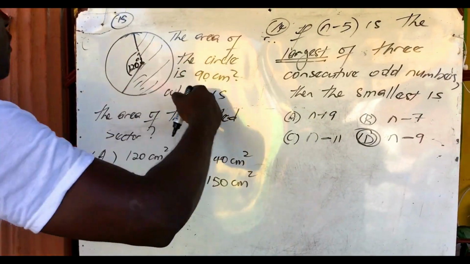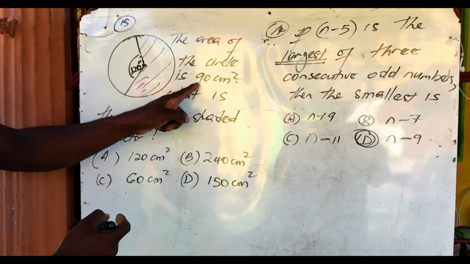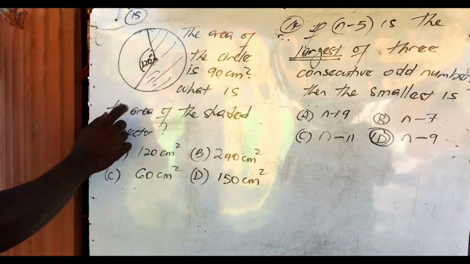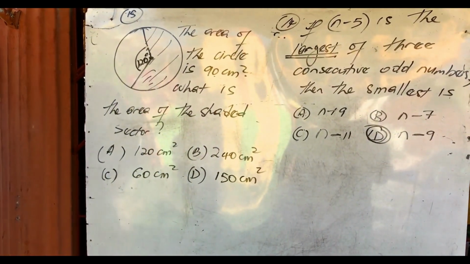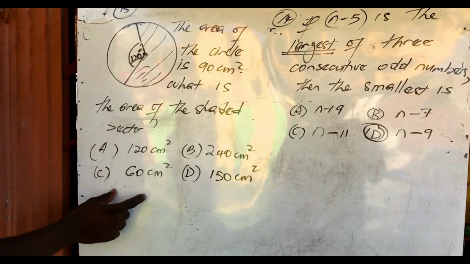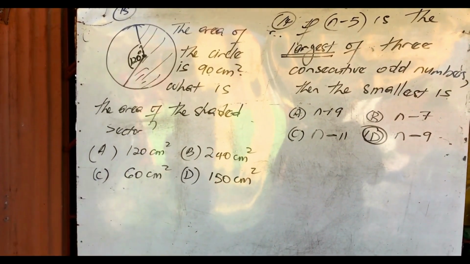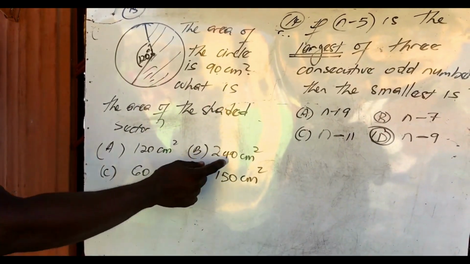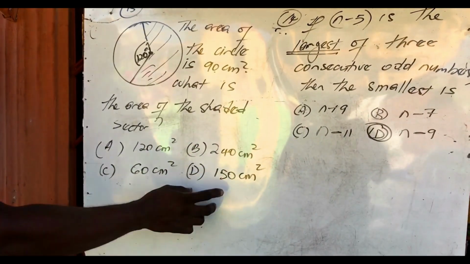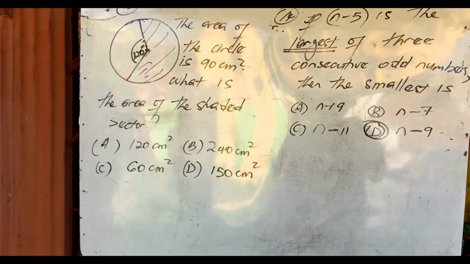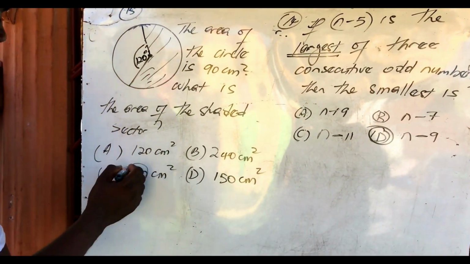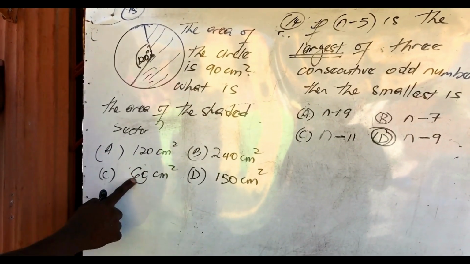Now if the full area is 90, then it simply means that our answer must be less than 90. So when we look at these answers down here, you would realize that 120 is more than the 90, 240 is more than the 90, and 150 is also more than the 90. So clearly our answer has to be 60 square centimeters, which is C.